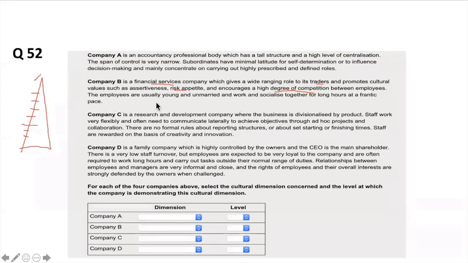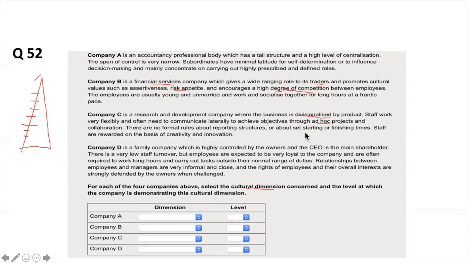This reminds me of a stock brokerage firm or a hedge fund where you have a lot of traders and people involved in finance, for example. Company C is a research and development company where the business is divisionalized by product. Staff work very flexibly and often need to communicate laterally to achieve objectives through ad hoc projects.